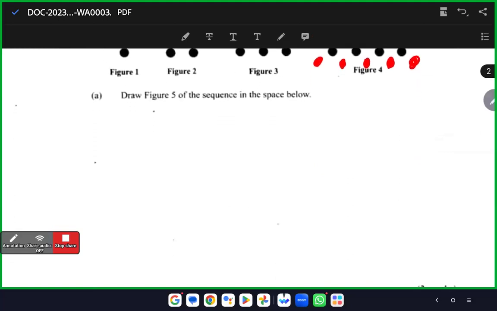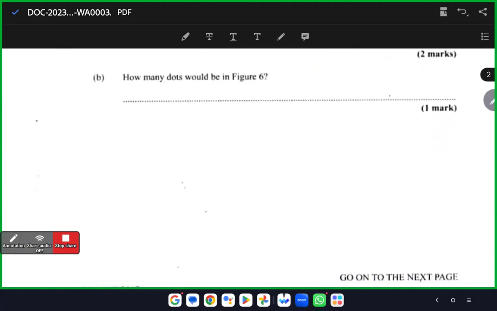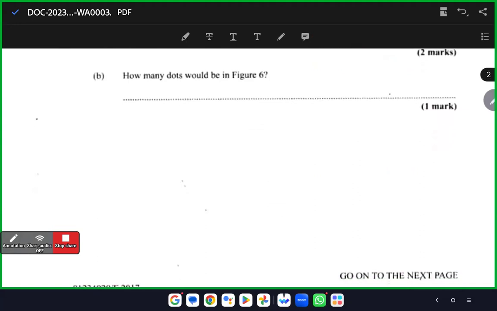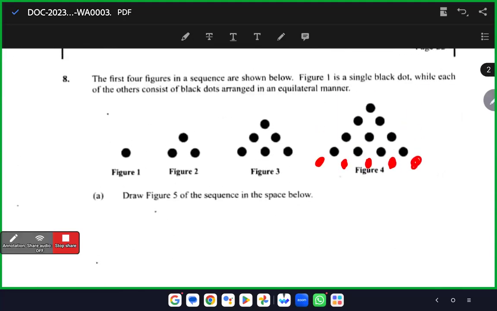So let's move on. How many dots would be in figure 6? So again, this is what they're asking. How many dots would be in figure 6? Let's look at the number of dots in figure 5. The number of dots in figure 5 would have been 3, 6, 10, 15. All right, so let's go again: 1, 3, 6, 10, 15 dots in figure 5.